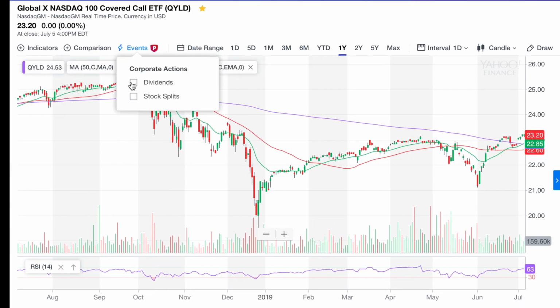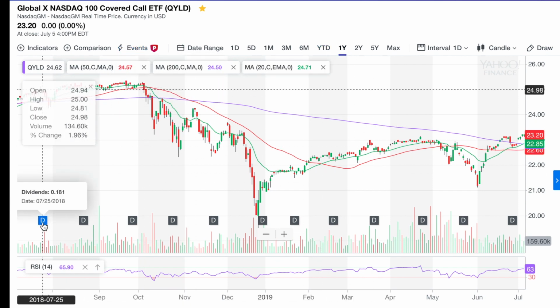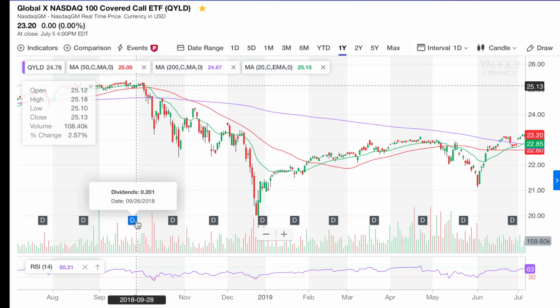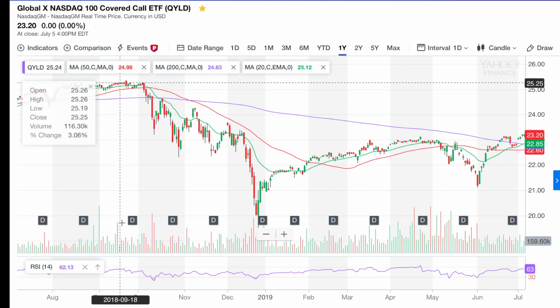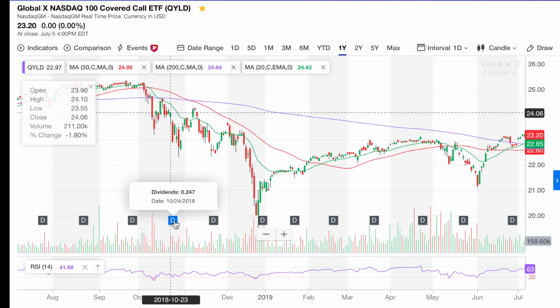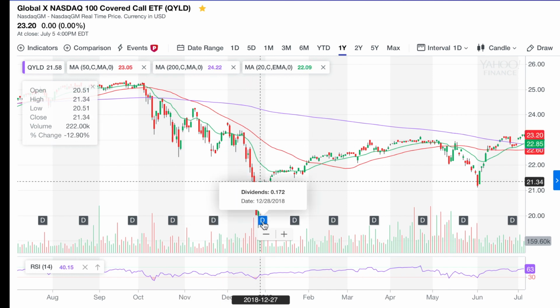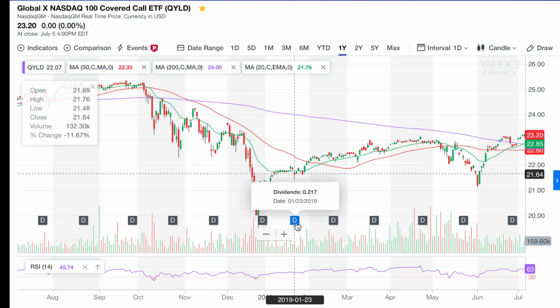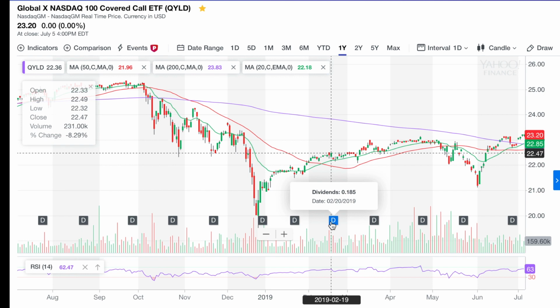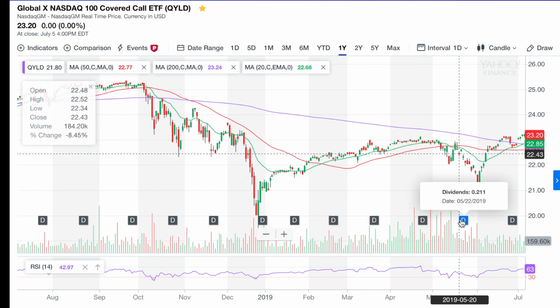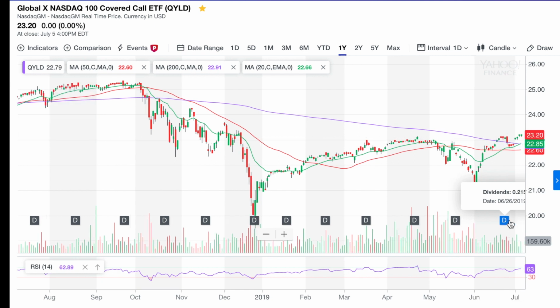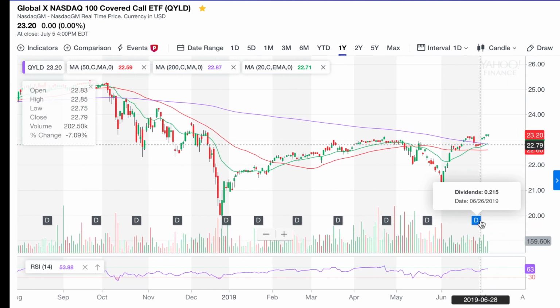So events, dividends. And if we're on the 1 year, you can see that there's a bunch of dividend payments that show up, and these are these gray boxes. So we're just going to look through them and see this one was 18 cents, 22 cents, 20 cents, 24 cents, 22, 17, 21, 18, 20, 17.9, 21, and we're going to scroll over just a little, 21.5.